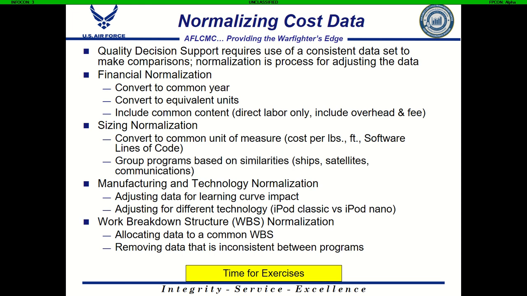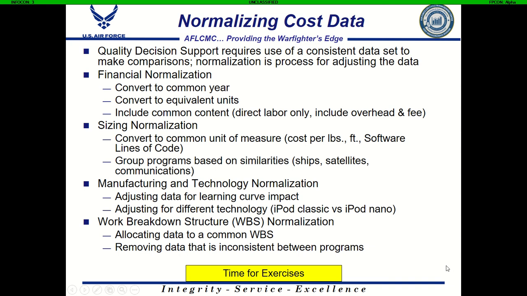You could also look at the work breakdown structure dictionaries with elements for various programs. Again, to remove anything that may be inconsistent between the two. Maybe two programs have wildly different definitions of what's included in certain elements, and understanding that is an important part of making a fair comparison.